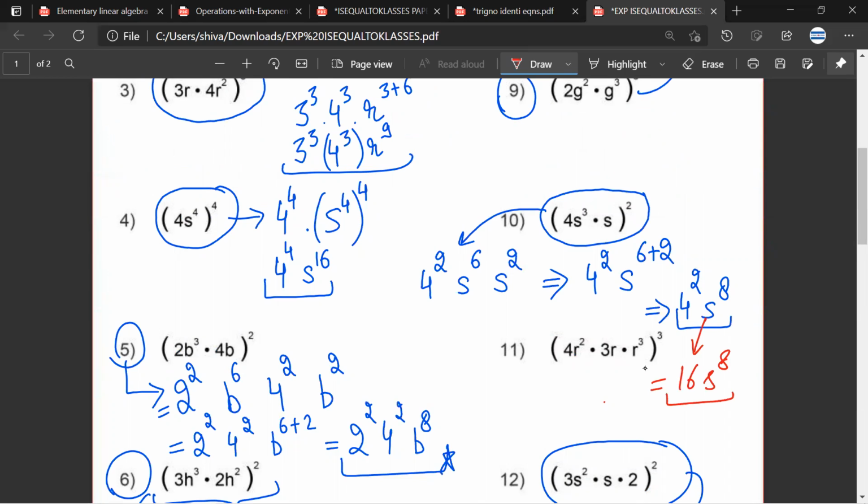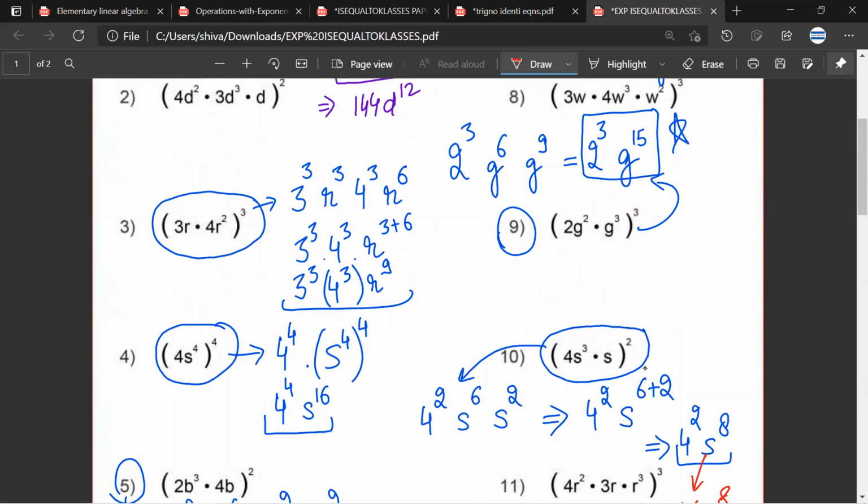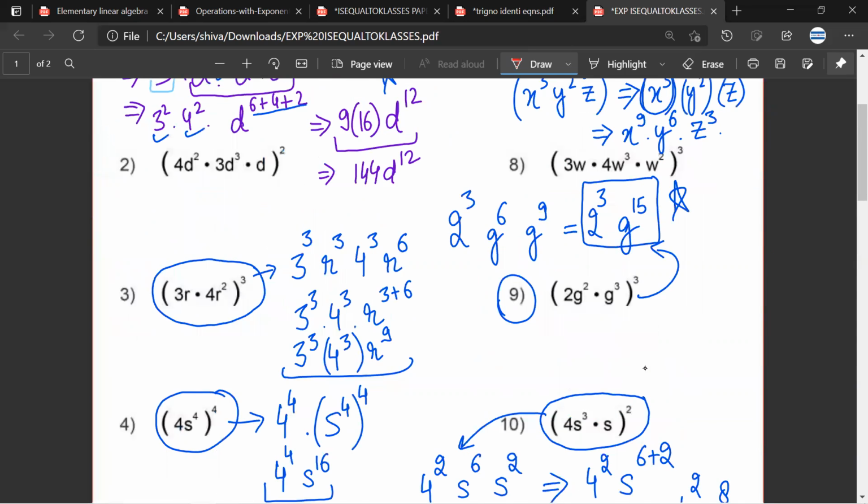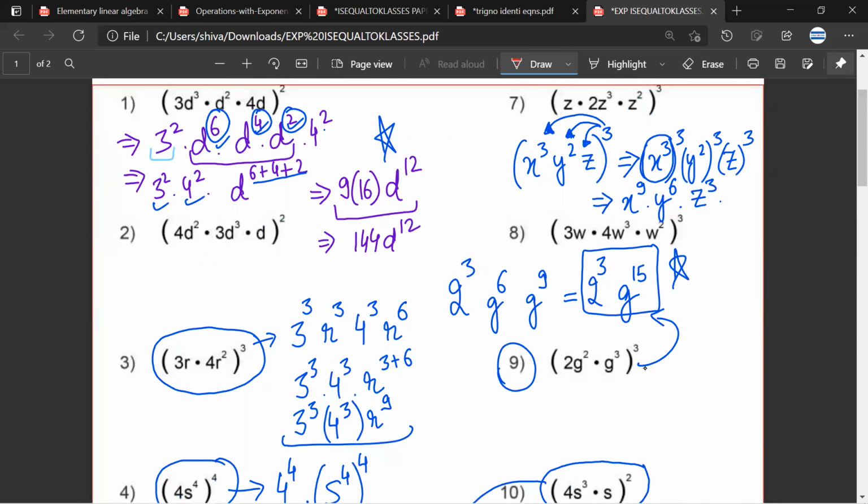Mr. Sarthak, any doubt? No, sir. So when the digits are small, for example, what would be the final answer for this? 8 into g raised to the power 15. So this would be the final answer.